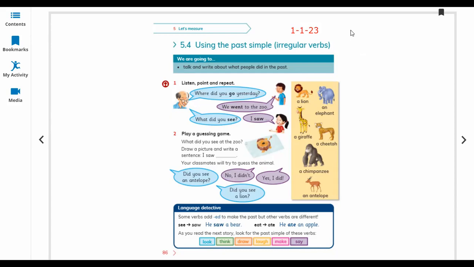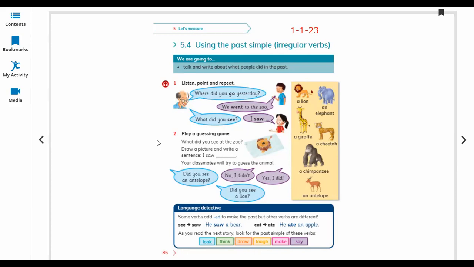Talk and write about what people did in the past. So when we want to talk about things or any action or any work that is done in the past, what do we use? We use past simple irregular verbs. Irregular verbs means we have to change the spellings of the verb. In the class, I have told you what verbs are: any action that is performed is called a verb.